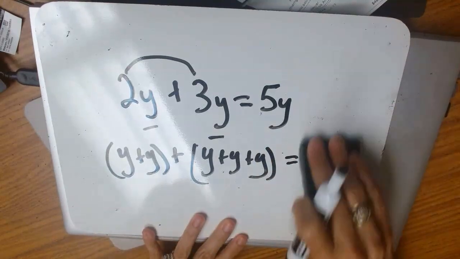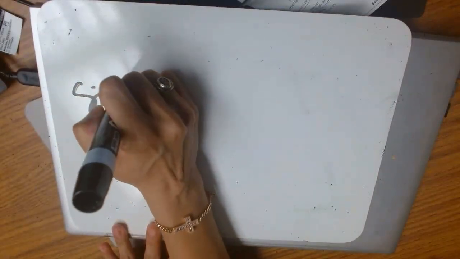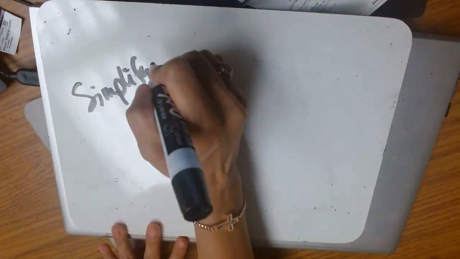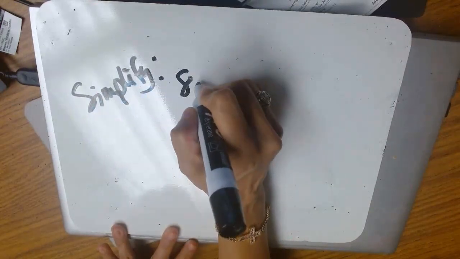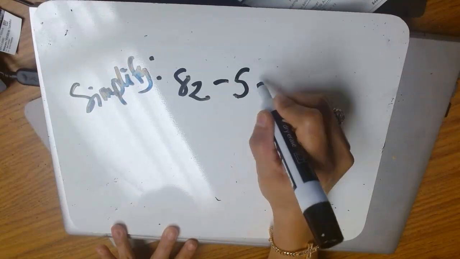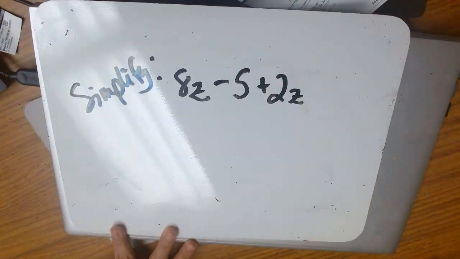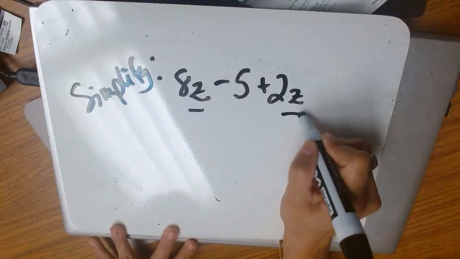Okay, another example, now that we know this, we're going to remember and use the commutative and associative properties of addition to group like terms. So, for example, if the book says, simplify 8z minus 5 plus 2z. Okay, so you're looking for the like terms.